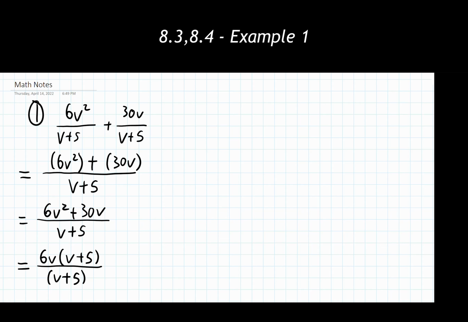And now we notice I have a v plus 5 up top and a v plus 5 down below. I have fully factored everything, which means now I can look to cancel things. Those can divide out each other. They cancel out. Each of them becomes 1. I'm just going to rewrite this top here because I'm running out of space.